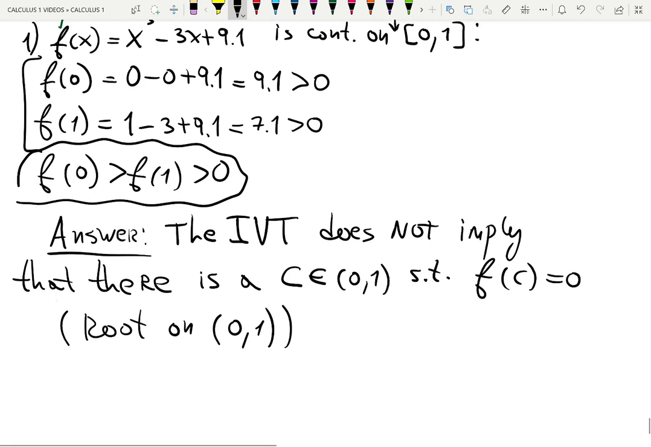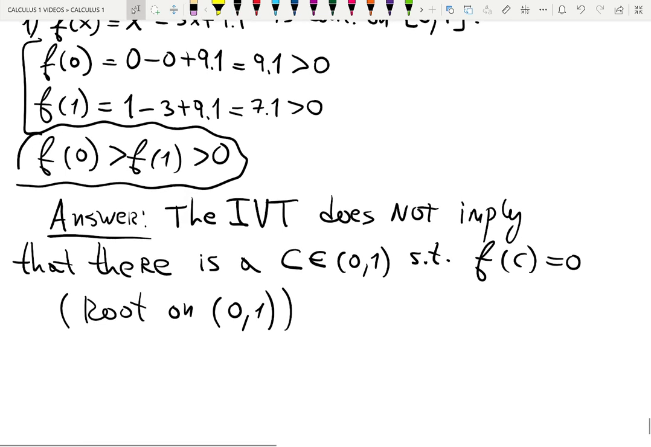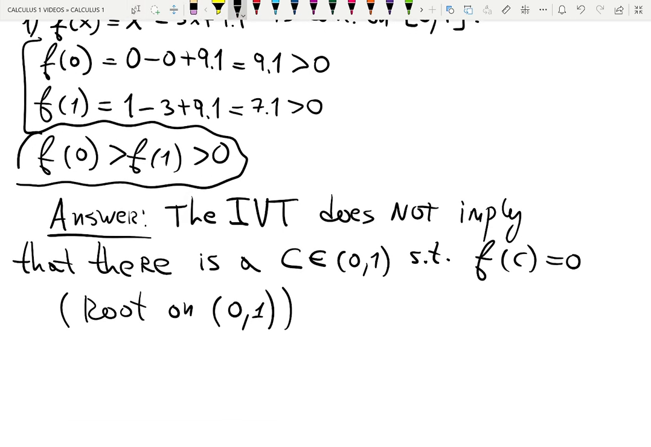Well, you know what? I wanted to show you, this is the end of this example. You can turn off the video and move on with your homework. But I wanted to show you when it will have a root.